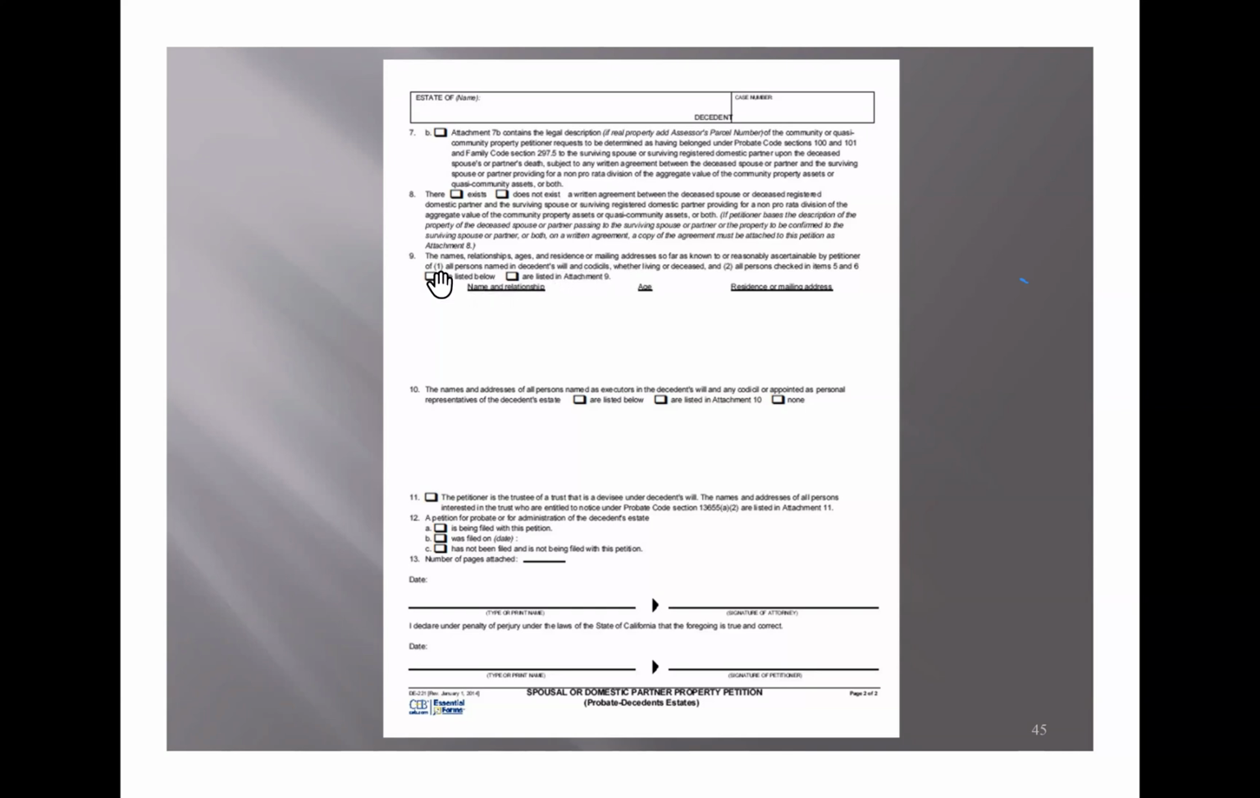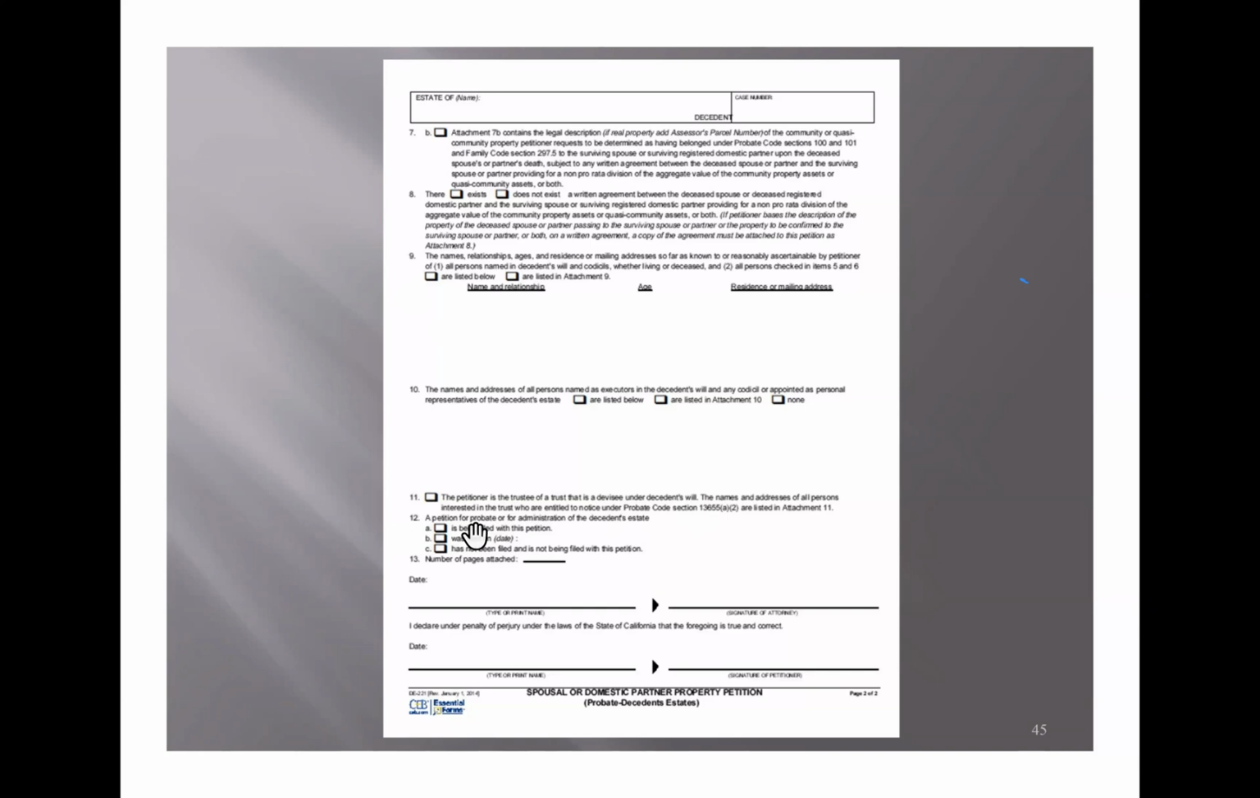So you're going to list this for all the people named in the decedent's will, if they had a will, and all the people you checked in items 5 and 6 in terms of the family tree. Then you would include, if there is a will, the name and address of the executors. And if the will leaves property to a trust, then you're going to include information about the trustee.